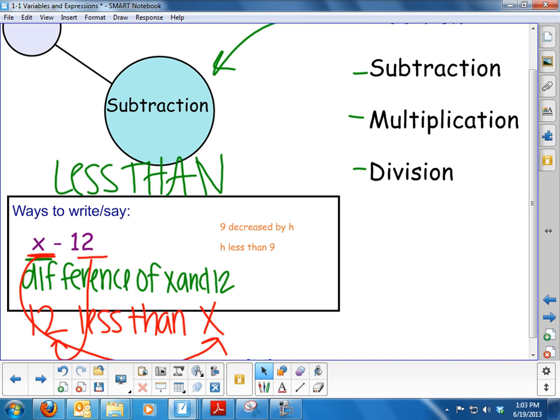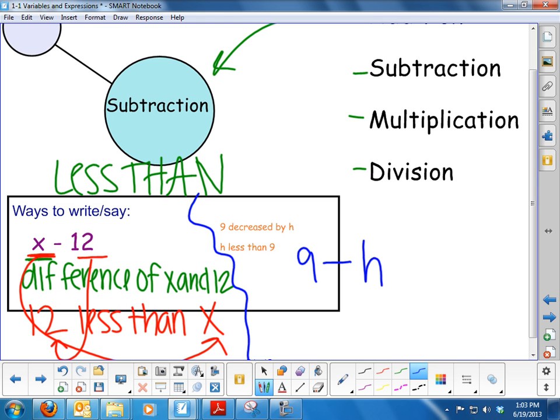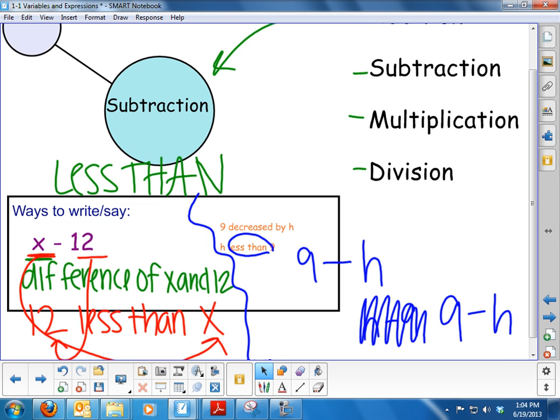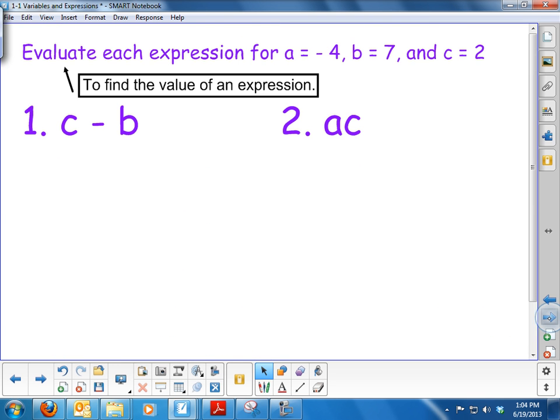So let's look at the example next to it. I have 9 decreased by h. What does decreased by mean? That means subtraction. So I start with 9 and I decrease that by how much? By h. So 9 minus h. Then our last one here, h less than 9. There's that key word less than. So I do not write h minus 9, because that's keeping with the same order. When I see less than, I have to flip my order. So I have to put the 9 first, then subtraction, then h. We'll practice this some more, but I just wanted to make sure that that was clear.